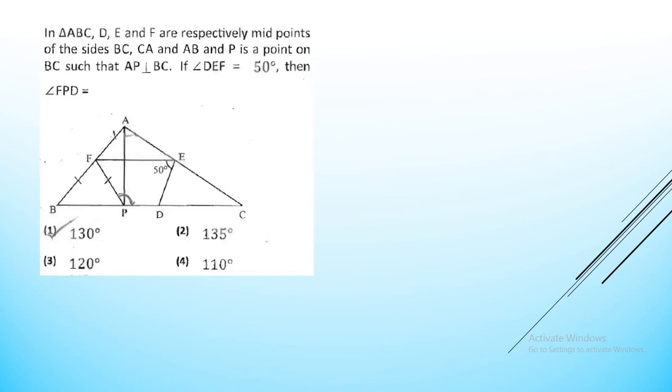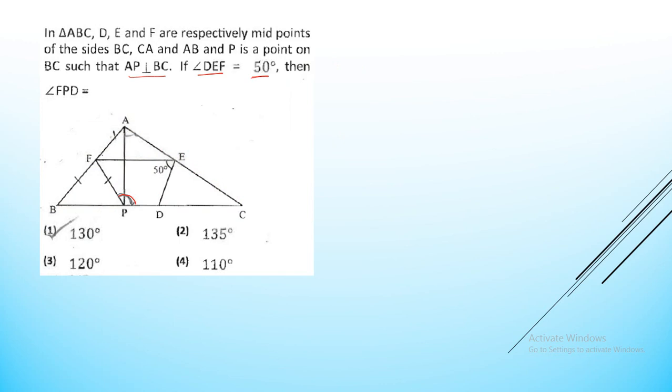In triangle ABC, D, E, F are respectively midpoints of sides BC, CA and AB. P is a point on BC such that AP is perpendicular to BC. If angle DEF is equal to 50 degrees, then what is the angle FPD? So this angle we need. Okay, now let us see.